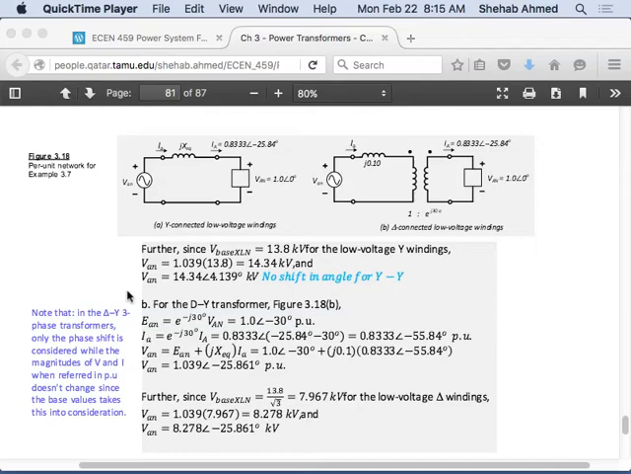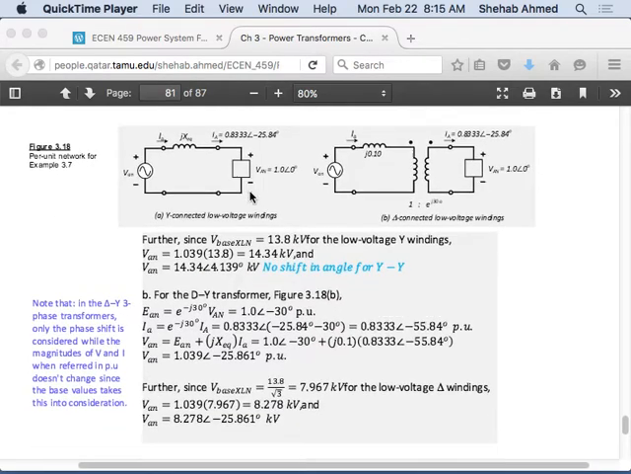So we stopped here last time. We went through the example and we said that we had, in this case, a delta-star transformer case. So the high voltage side, the secondary side, is always star. In this example, the secondary side is always a star.